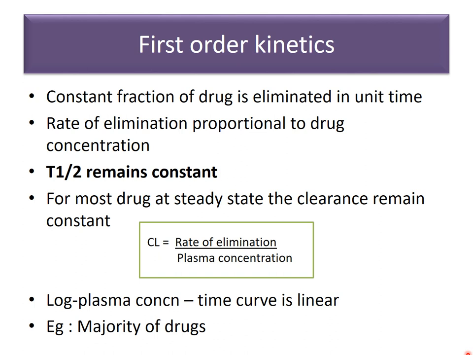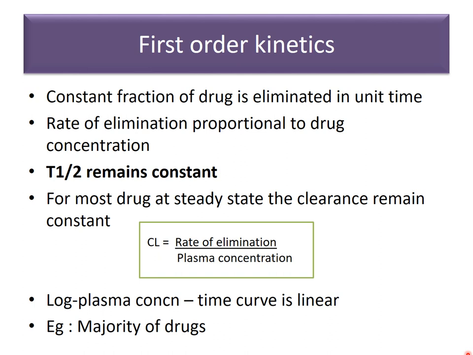Let's say a drug eliminates 50% in 2 hours. In the next 2 hours also it will eliminate 50%. In the next 2 hours also it will eliminate 50% of the amount. So a constant fraction of drug is eliminated in unit time. So every half-life a constant fraction will be eliminated.